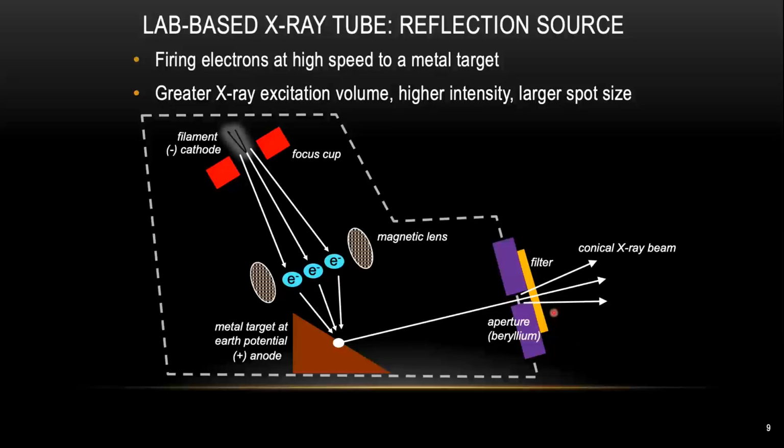The nice thing about the reflection X-ray source is that it gives you a much larger excitation volume, so you can have a higher intensity for your X-ray beam. But you're using a larger spot size, which means you're losing resolution.